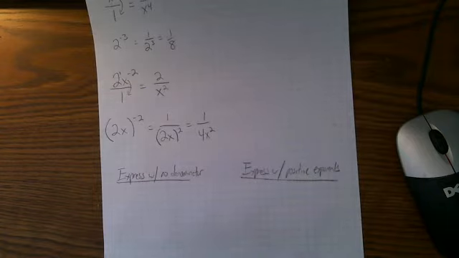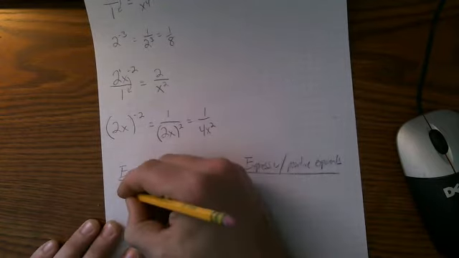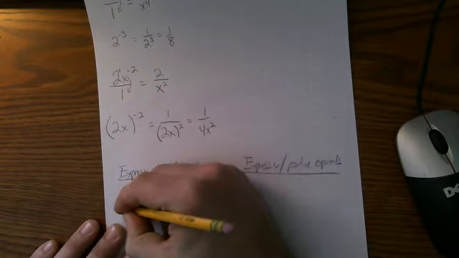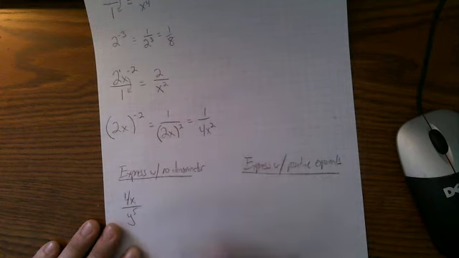Simply put, a negative exponent says, take the reciprocal of me, or I belong in the other side of the fraction. So if we want to express with no denominator, 4x over y to the fifth.